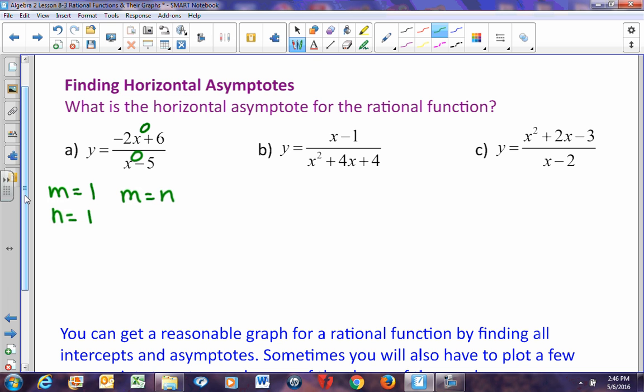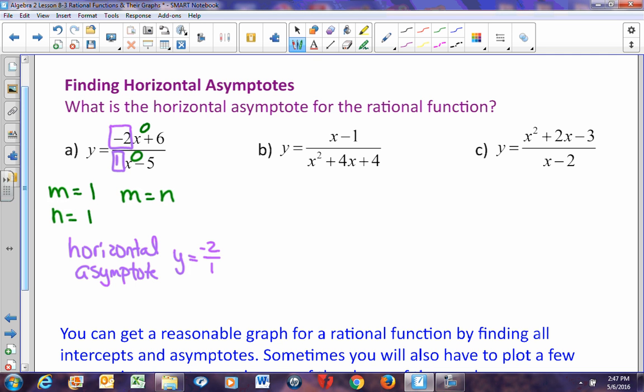Both of those have an implied 1 as a degree. Since they are equal to each other, then we have to look at the leading coefficients. The leading coefficient of my numerator is -2. The leading coefficient of my denominator is 1. Remember, the number in front of the variable is implied to be a 1. So my horizontal asymptote will be the line y equals a over b, so -2 over 1, or y equals -2.